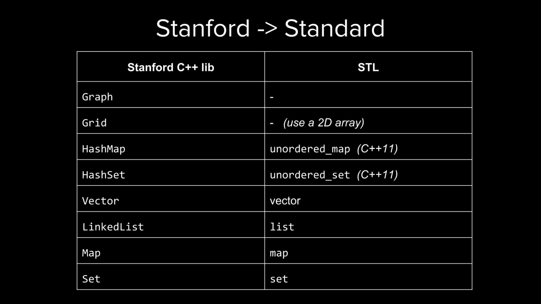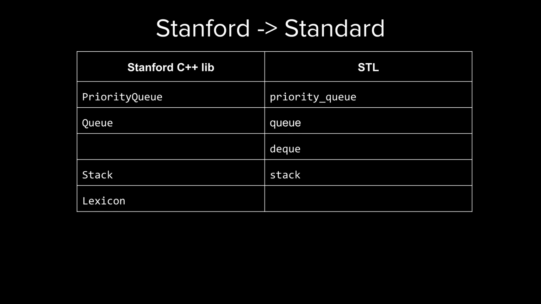So just a summary. We have Stanford on the left, standard on the right. There's no graph class in the STL, in the standard library. There's no grid. There is a hash map. It's called unordered map, hash set, unordered set. Vector is lowercase vector, linked list is lowercase list, map, set. We also have priority queue, which is lowercase priority queue and all that. So there's this trend where lowercase single letter is usually what exists in the standard library.